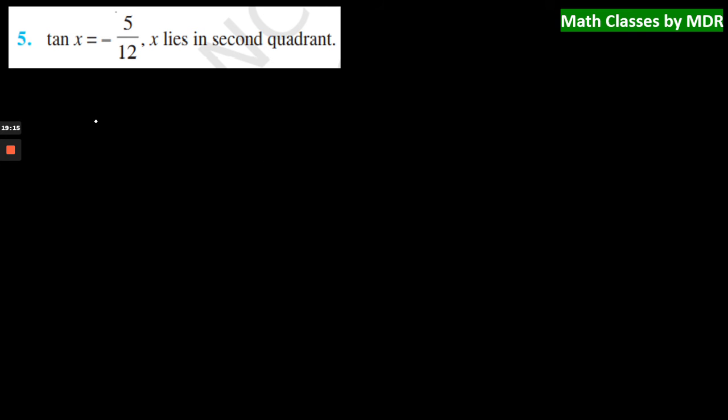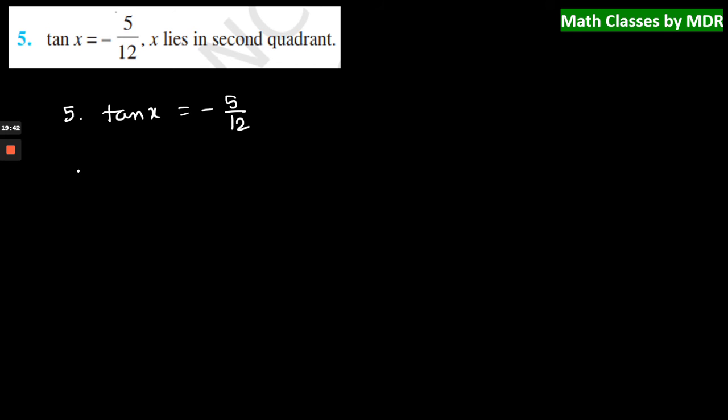Now let us see the fifth one. Fifth one is given as tan x is equal to minus 5 by 12, where x lies in the second quadrant, right? So in the second quadrant tan is negative, but what is positive here? In the second quadrant sin is the only function which is positive and its reciprocal is positive. That means sin and cosecant are positive.